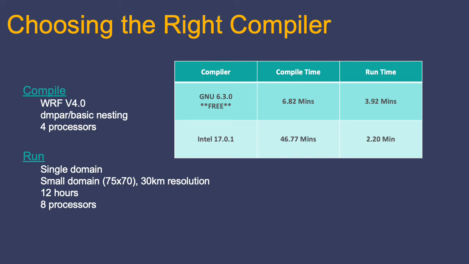As you can see, GNU has a strong advantage over Intel when it comes to compiling time. Intel took about 40 minutes longer to compile. However, Intel is faster with running. It may not seem like a dramatic difference between the two, but remember that this was only a 12-hour simulation. If you are running for several months or years, this would quickly become significant.